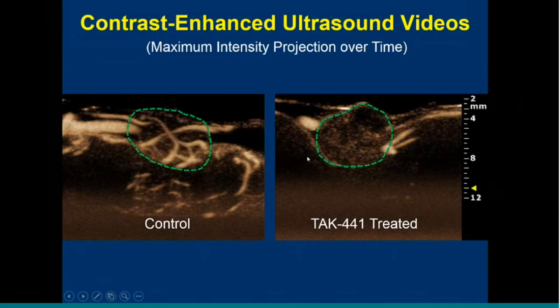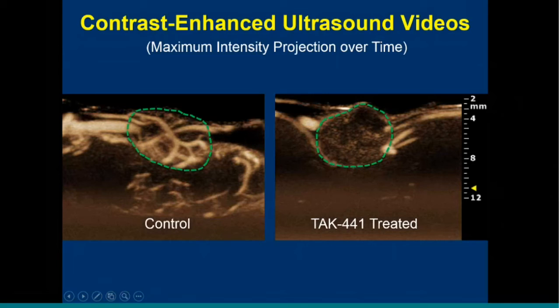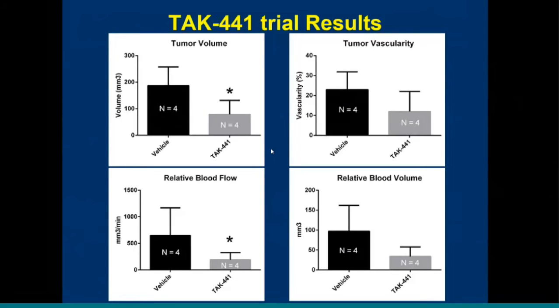By comparison, the TAC-441 treated tumor, the drug treated tumor, appears basically avascular, and so even qualitatively, it's really easy to believe that we're getting a significant difference between these two tumor groups, and that panned out for the quantifications. So we have the power Doppler quantification at the top, these two. So we had a significant decrease in the tumor volume and a trend toward reduced tumor vascularity. This is really an estimate of the feeding arterioles into the tumor itself. And for the contrast data, we had a significant decrease in relative blood flow and a trend toward reduced blood volume.